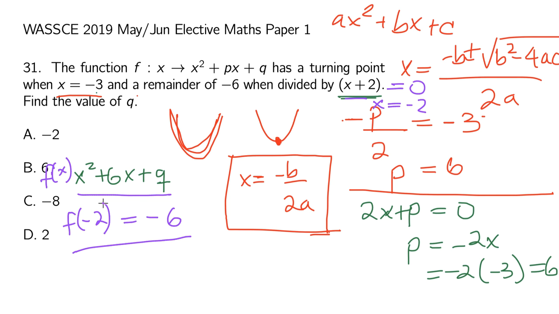We put minus 2 here. Minus 2 squared is 4. If we put minus 2 here, we get 6 times minus 2, minus 12 plus q equals minus 6. What does this give us? This gives us that q must be equal to 2.